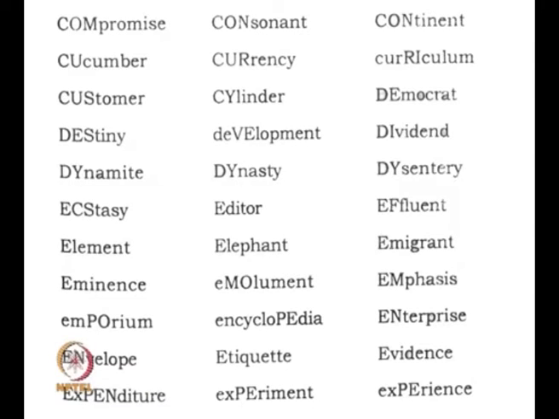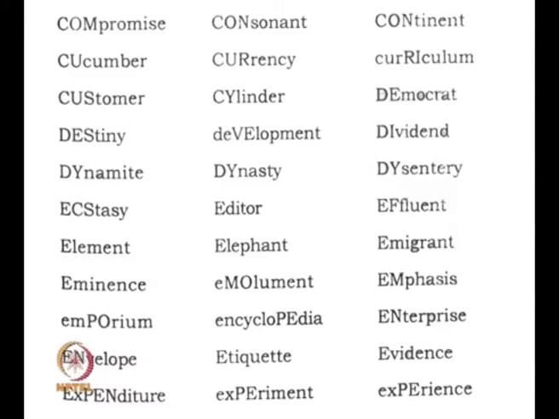Ecstasy. Editor. Effluent. Element. Elephant. Immigrant. Look at it, immigrant. Go slow once again. Emigrant. Eminence. Emolument.